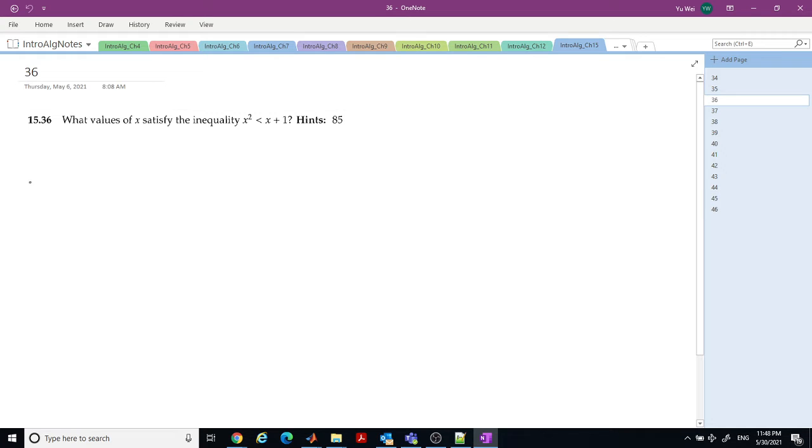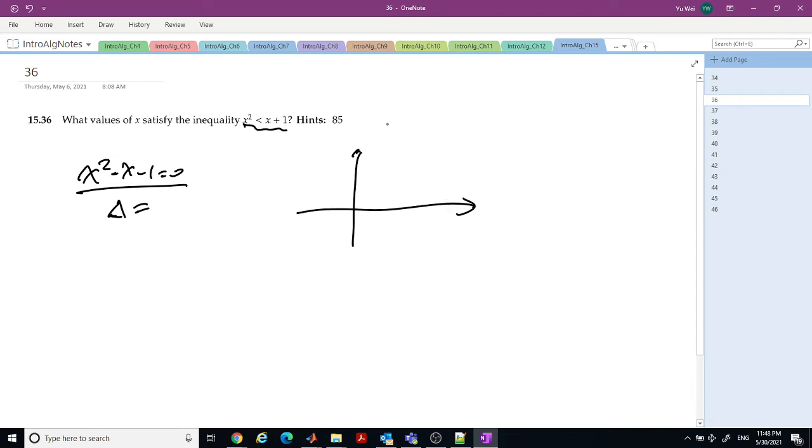So what values of x can satisfy this inequality? We can see x squared minus x minus 1 is 0. This one we know opens up, and the center is at x equal to the negative of negative 1 over 2. So it's 1 over 2.